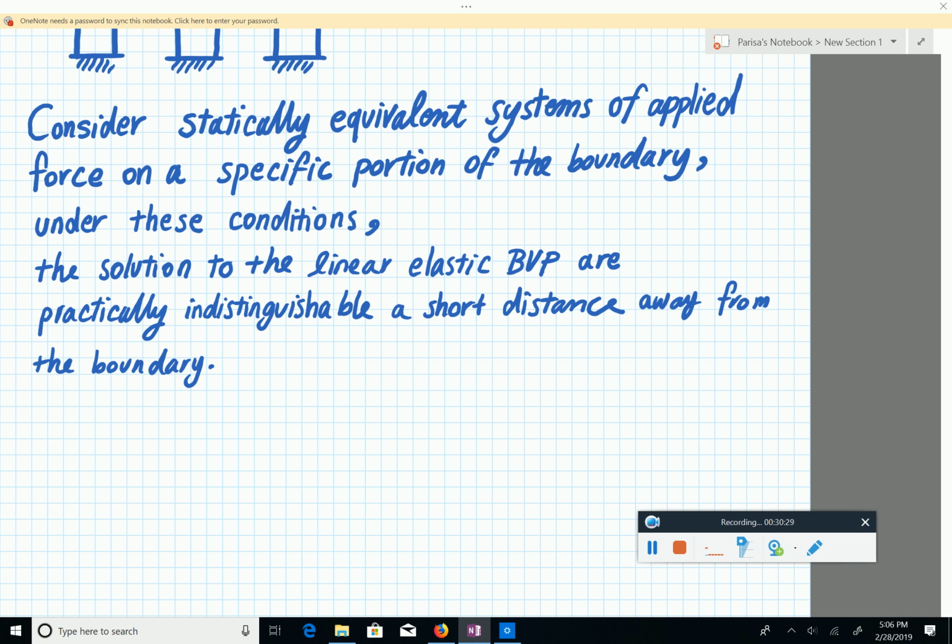So now tell me, what would be the use of a principle like that? Why are we talking about this? Why is this useful?